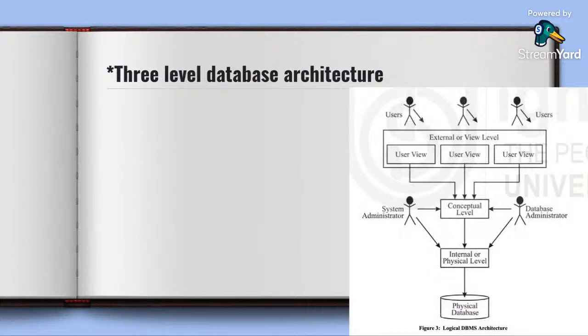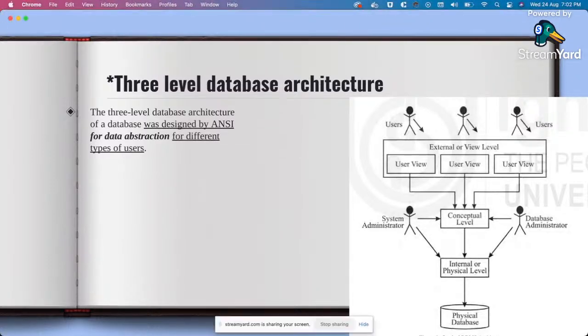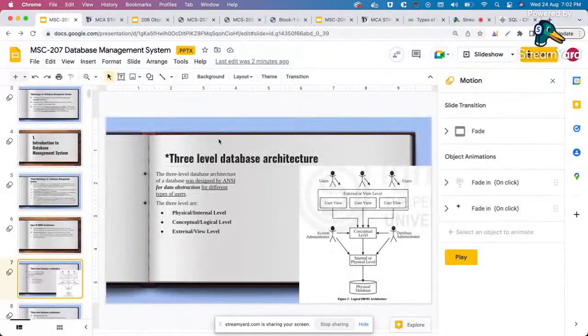Three-level database architecture: you have the internal level, conceptual level, and external level. This architecture was designed. Okay, we have to stop because prayer is going on, and we'll continue tomorrow. We'll probably start with repeating this, guys, and then move on to the new one.